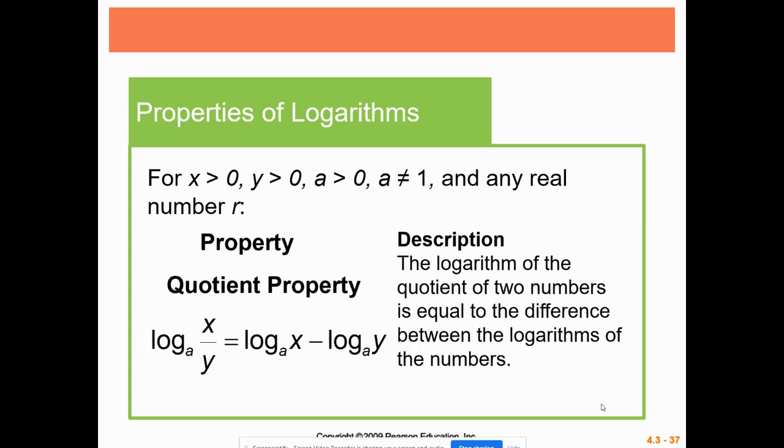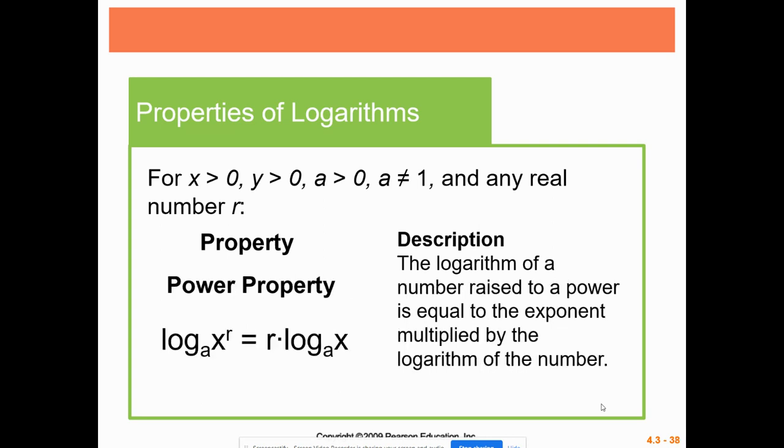The next property is called the quotient property. Again, x, y, and a have to be greater than 0. a cannot equal 1, and r is a real number. So here we have the log base a of x divided by y. It's equivalent to the log base a of x minus the log base a of y. The difference of logarithms is equivalent to the logarithm of a quotient, and vice versa.